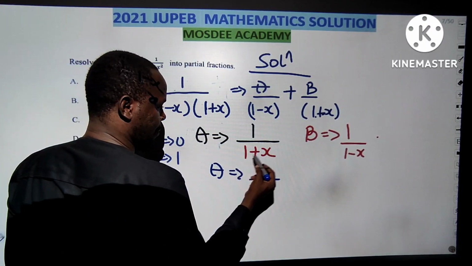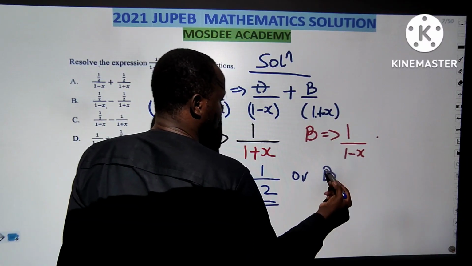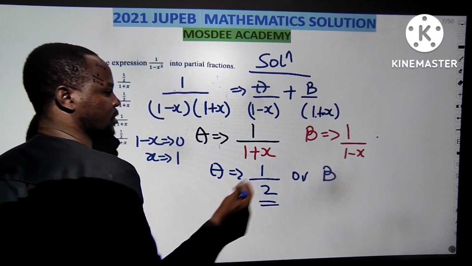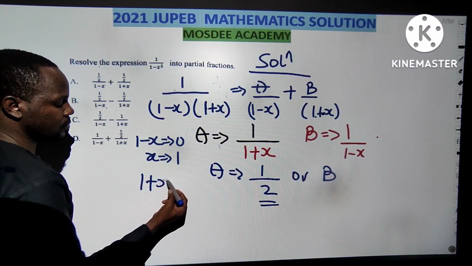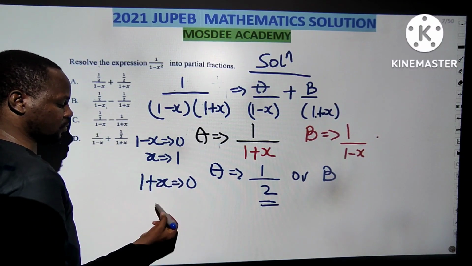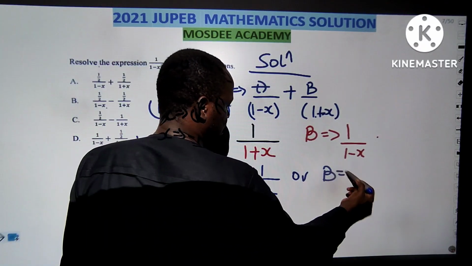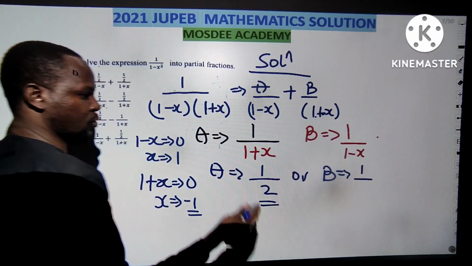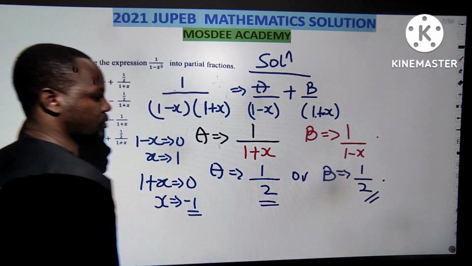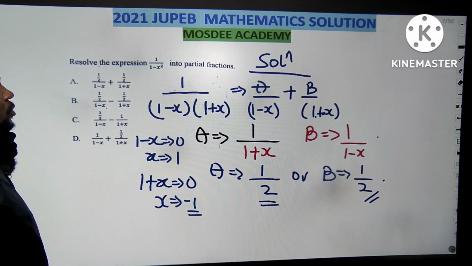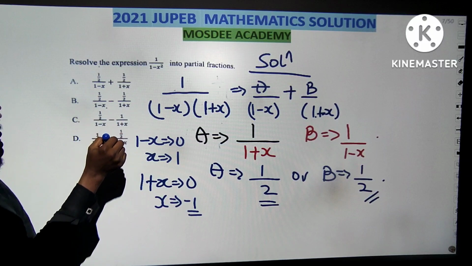So 1 plus 1, that's 2. For b, 1 minus x is under here, so you set the other one, 1 plus x, equal to 0. Everybody can see what this one will give you: x equals minus 1. So substitute minus 1: 1 over 1 minus minus 1, that's 1 plus 1, 2. So the answer is 1 over 2 for both.